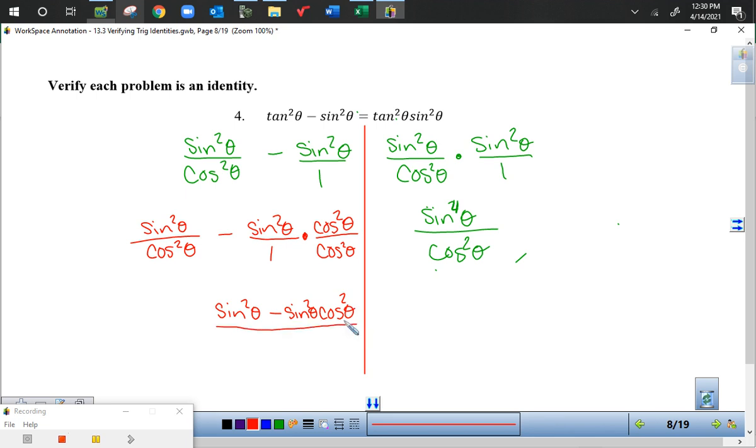And our common denominator is cosine squared. The second way to do this, and it will work anytime there's not a common factor between these things. So cosine squared and 1, there was nothing in common. If you had like cosine squared and cosine over here, you would not want to use this shortcut method I'm about to show you.